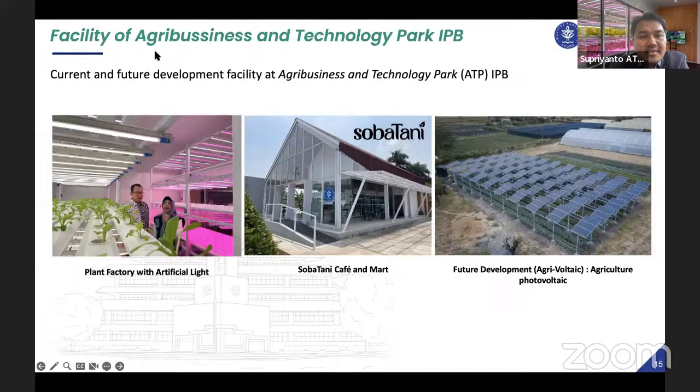And this is our new facility. We have a small plant factory with 1,000 plants, and also Sobatani Cafe and Mart. And in the future, we would like to also develop agriculture photovoltaic. It means how to utilize the energy harvested from the photovoltaic to give electricity for the horticulture production.